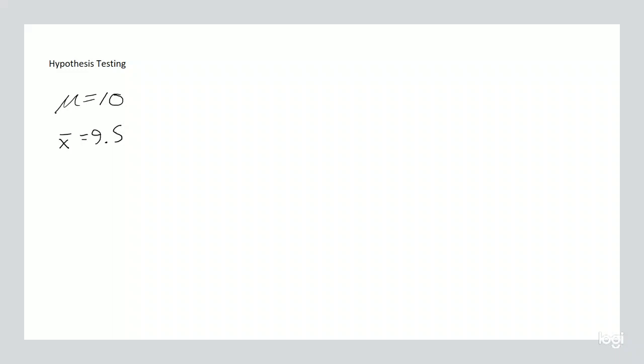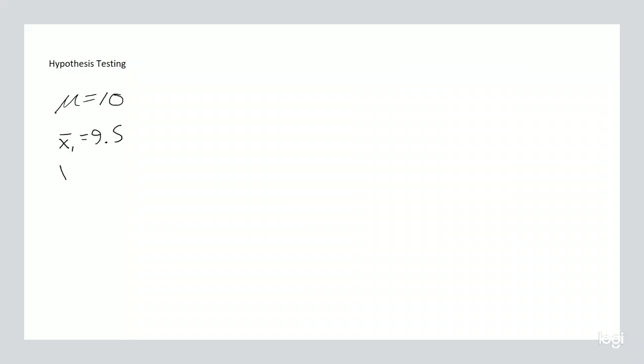Now, does that mean that our assumption is correct or not? Right? Our sample mean is not equal to 10, but it is rather close to 10. Is it close enough or not? Or is it far enough for us to negate our hypothesis, our assumption that the population mean is in fact equal to 10?